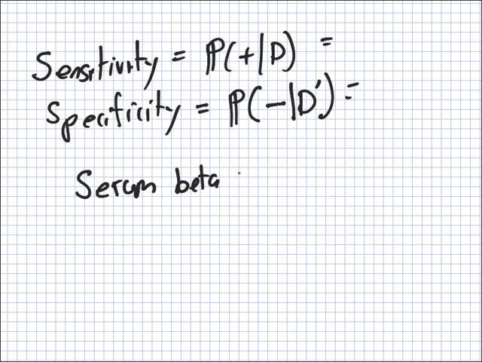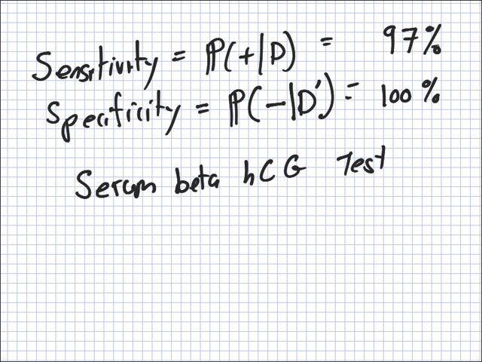Serum beta HCG test. So I have it here. This test is 100% specific, which is really good. It means if you're not pregnant, 100% of the time it'll tell you you don't have the disease. And then this one here is 97% sensitive.